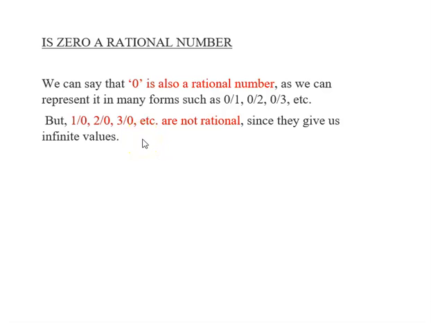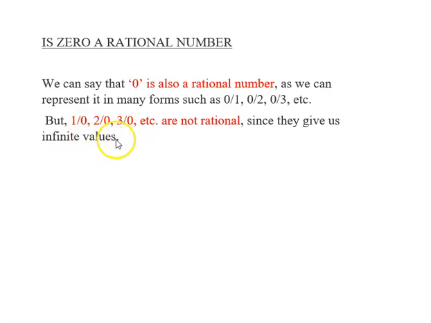Next we'll check how 0 is a rational number. 0 can be expressed as 0 by 1, 0 by 2, 0 by 3, and it goes on like that. So the result will be 0. So 0 is expressed as a fraction 0 by 1 with the condition that the denominator is a non-zero number. So 0 is a rational number. But in the reverse case, you cannot write 1 by 0, 2 by 0 or 3 by 0, because if you divide, you will get infinite values.